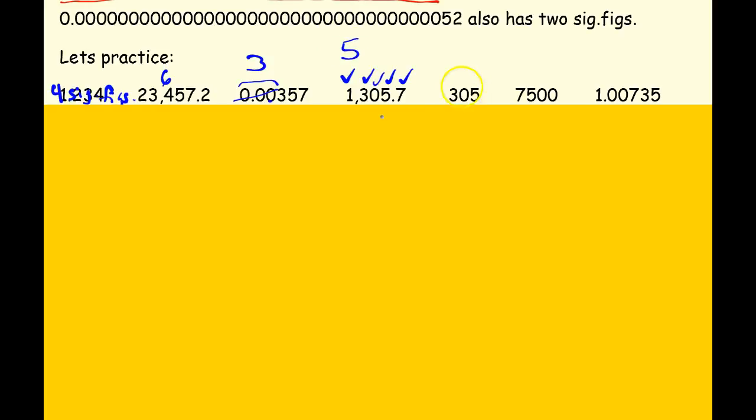The next example is 305. Same as the previous one, the 0 in between the non-zero numbers counts. Therefore, all 3 count, and we have 3 significant figures.